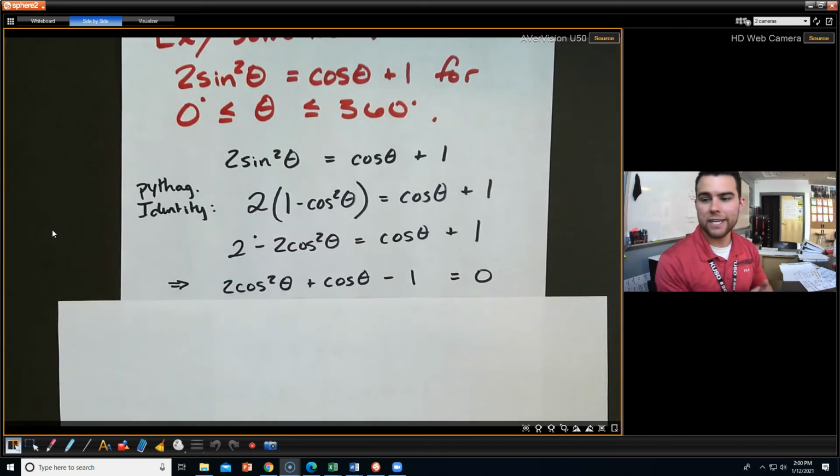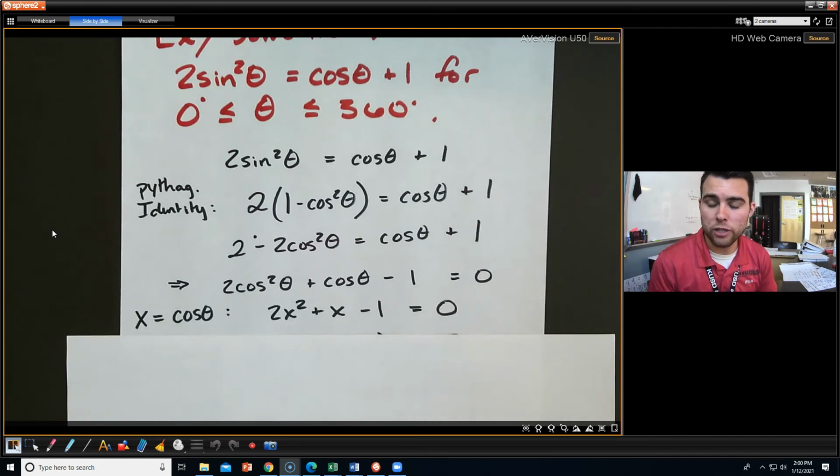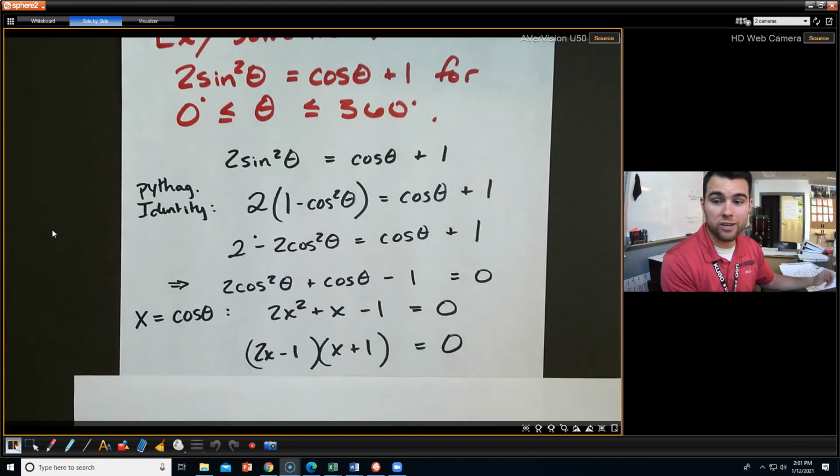And now, like I said, I could treat this like a quadratic. Now, when we work with quadratics, usually we work with x and y. Let's just pretend or declare that x is equal to cosine theta. So I'm going to rewrite this as 2x squared plus x minus 1 equals 0. And now I'm going to factor that just like I normally would. You can use the x method, the slip and slide method, whatever method you think is useful, or you might be able to just look at it, right? And so those are my factors.